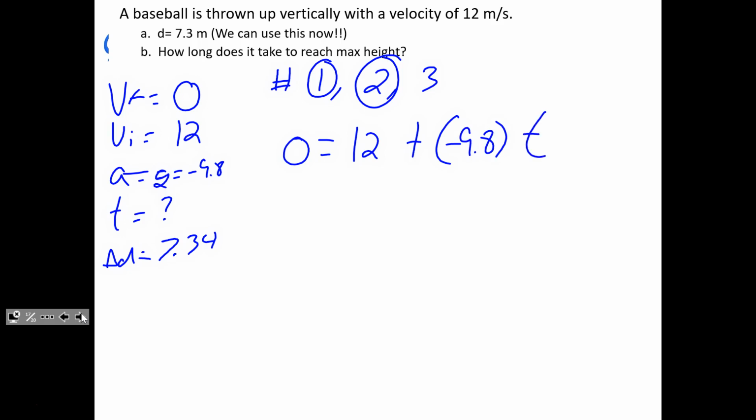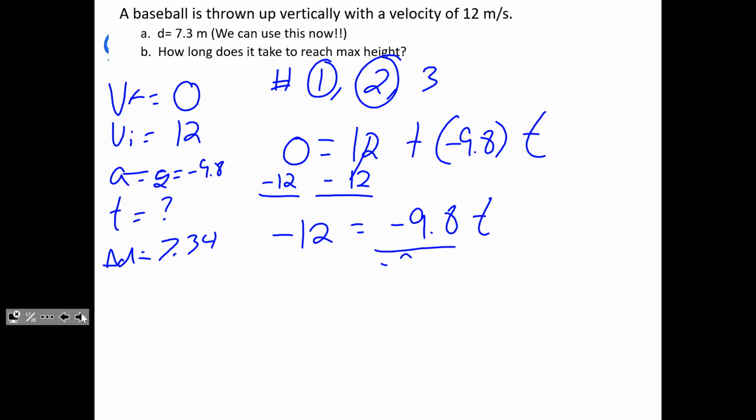All right, from there, I'm going to subtract 12 over. It's going to cancel out. It's going to give me negative 12 is equal to negative 9.8 times t. From there, I'm going to divide both sides by 9.8. Divide both sides by 9.8. This is going to give me a time equal to 1.22 seconds. Okay. Again, those negatives got canceled out. A negative divided by a negative gives you a positive, and for time, you're going to have a positive number.